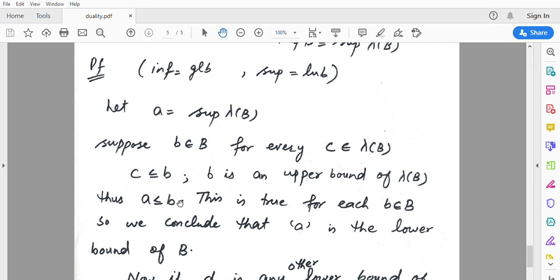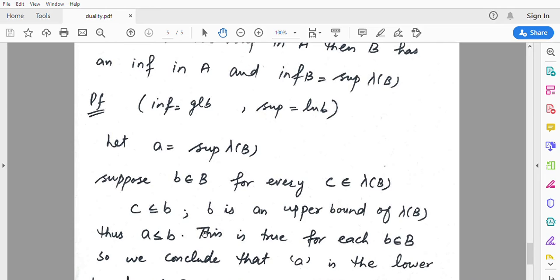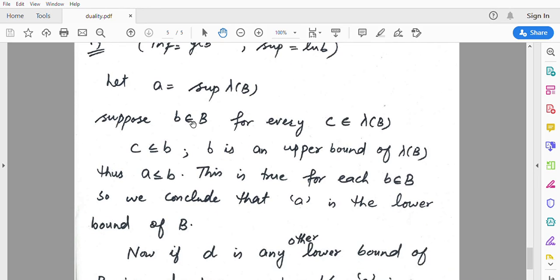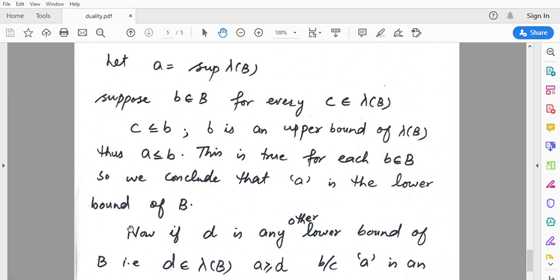When A is less than or equal to every element of B, it means that A is a lower bound of B. Half is done. Infimum means greatest lower bound. We have proved that A is a lower bound of B.